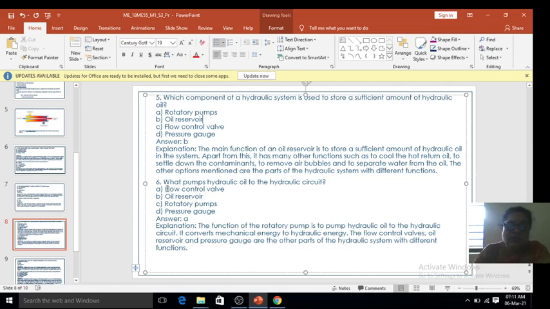When it comes to the next question, what pumps hydraulic oil to the hydraulic circuit? The options are flow control valves, oil reservoir, rotary pumps, pressure gauge. The answer is definitely the flow control valve, because the hydraulic oil pumped to the hydraulic circuit can be controlled by the flow control valve.